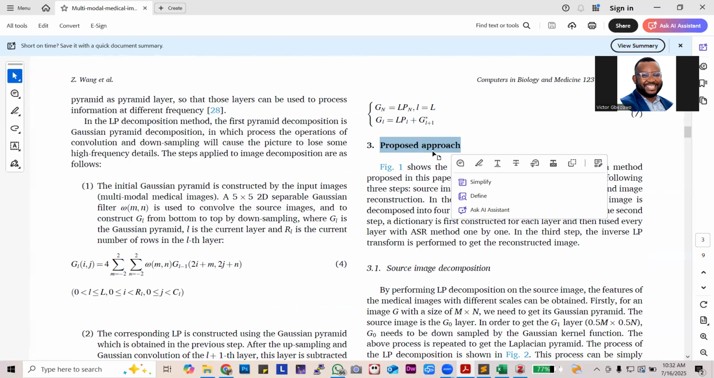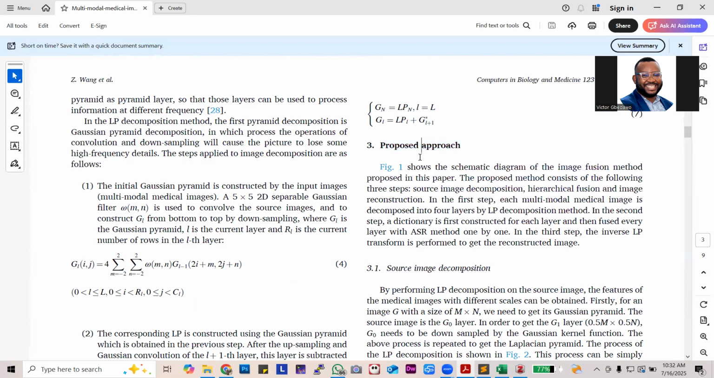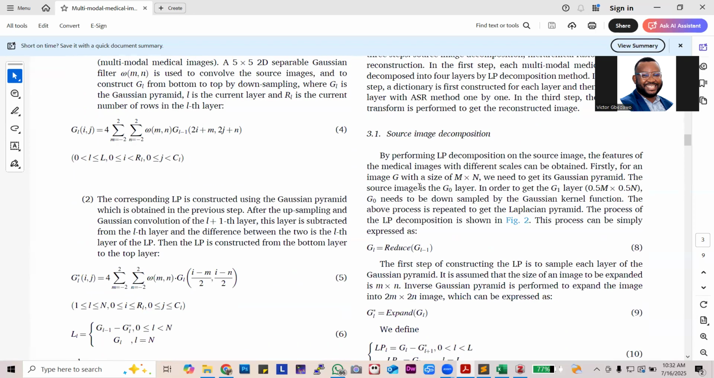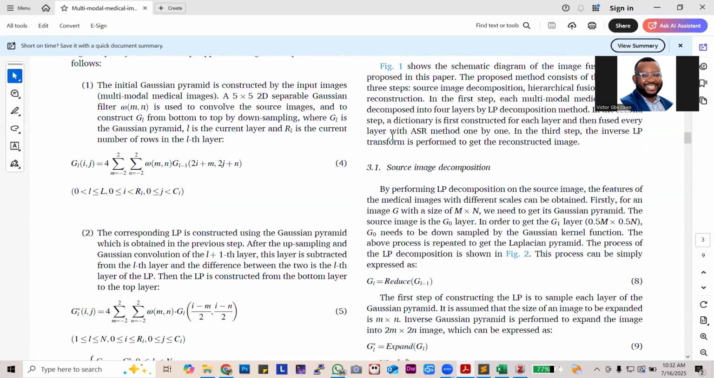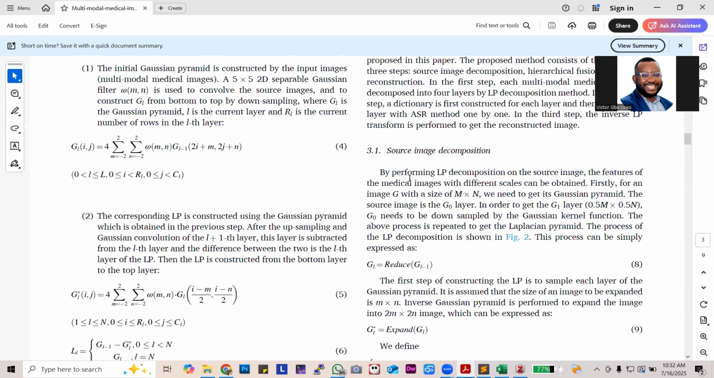So the method that they adopted, what they did. So if you look at it, this is what they are trying to say. From here, they are saying that they did source image decomposition. What entailed in it? So this is what they have written that they have done.